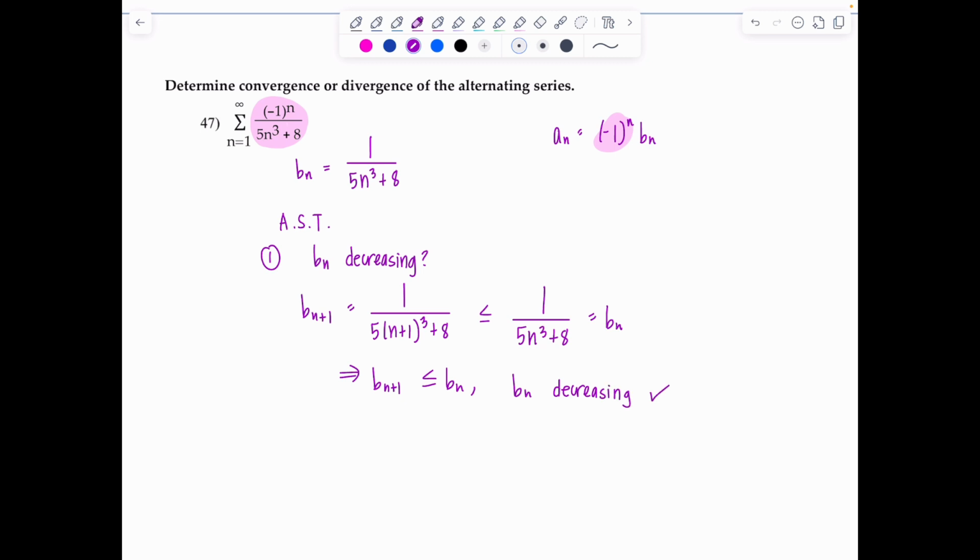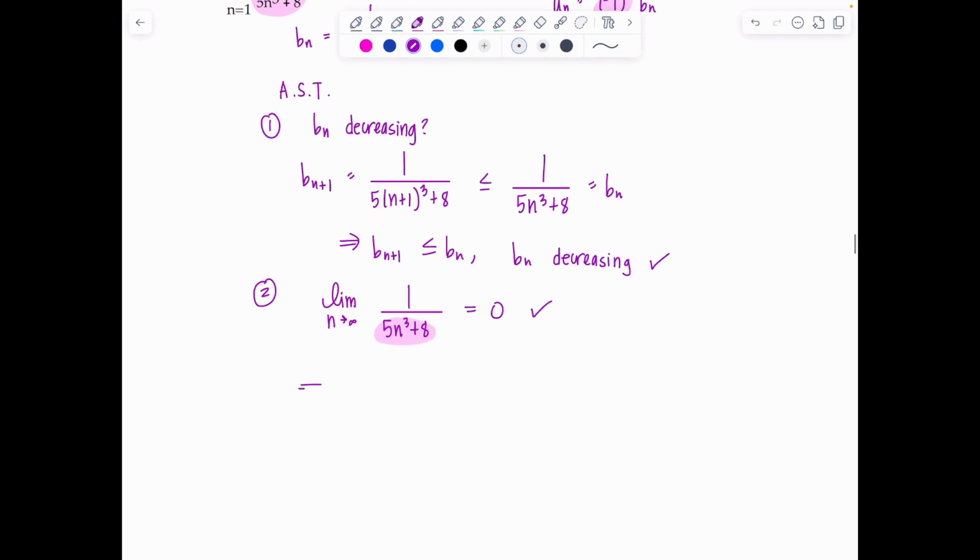So we are good. And then the second thing I want to check is what's the limit as n goes to infinity of 1 over 5n cubed plus 8. As n goes to infinity, this denominator is getting super big. Numerator's a constant, so this is going to 0. And that's precisely the second condition that needs to be satisfied. The limit as n goes to infinity of b sub n needs to be 0. If both those conditions are satisfied, then I can say that my original sum, n equals 1 to infinity, -1 to the n over 5n cubed plus 8 converges by the alternating series test.